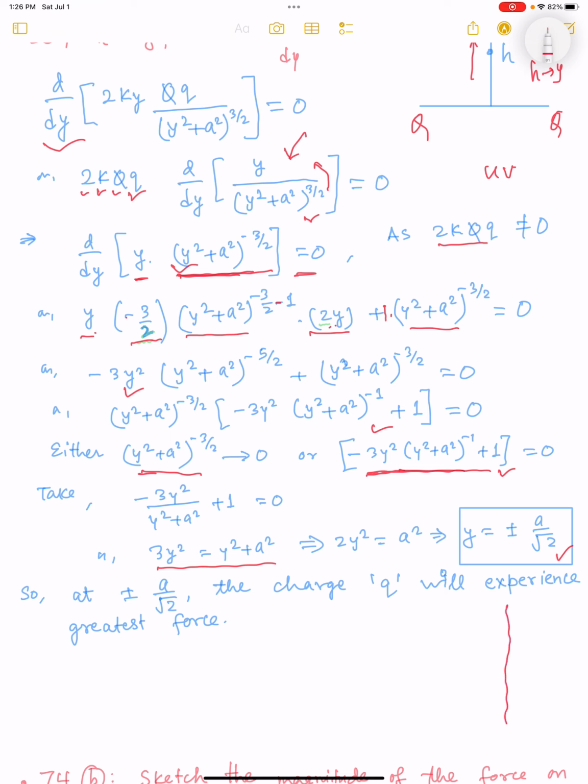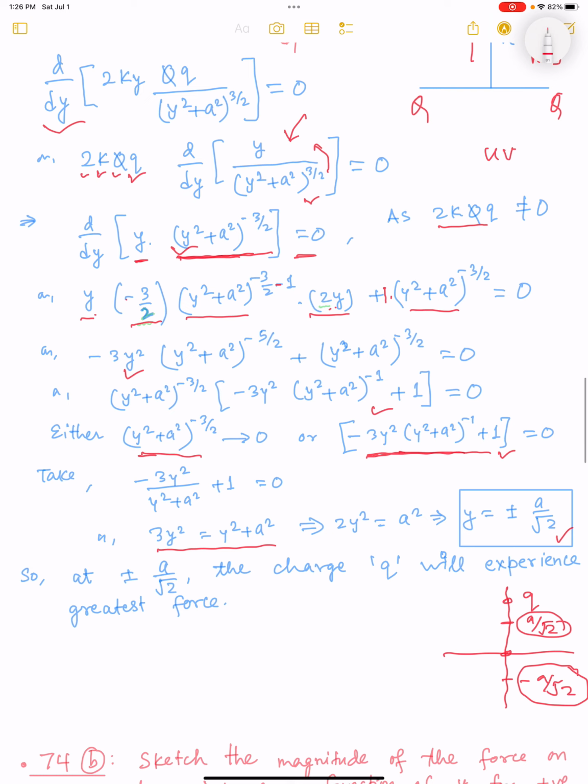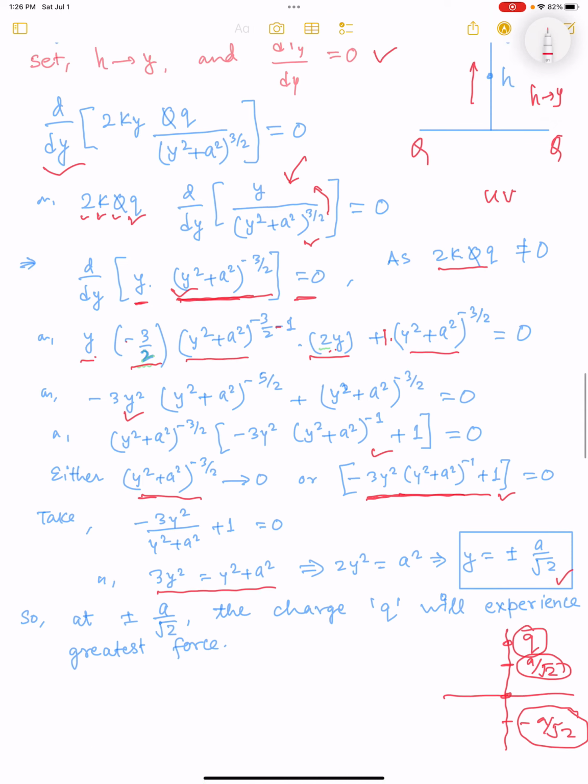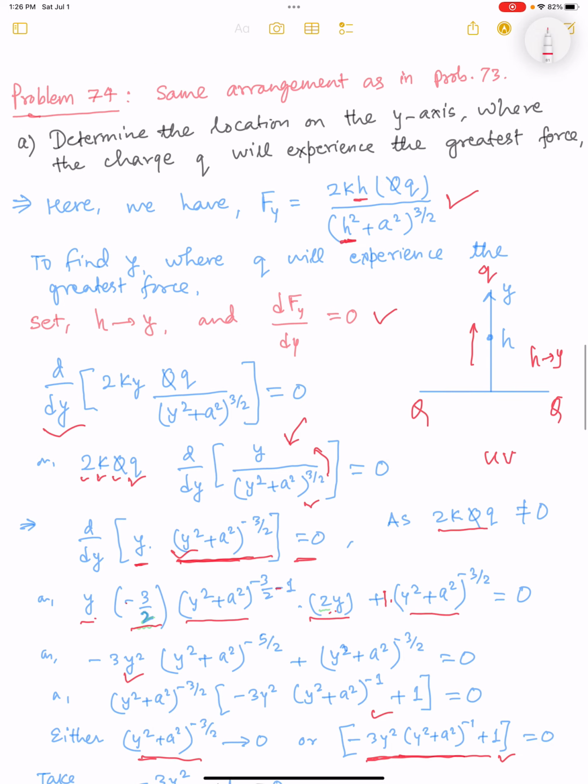So it's like q is somewhere here and the origin is somewhere here. Suppose a over root 2 is somewhere here and minus a over root 2 is somewhere there. Obviously our interest will be this, because the other will not give the greatest force to this q. You can easily see that. And that's it for part A.